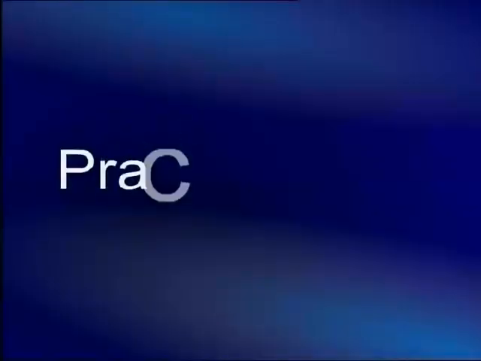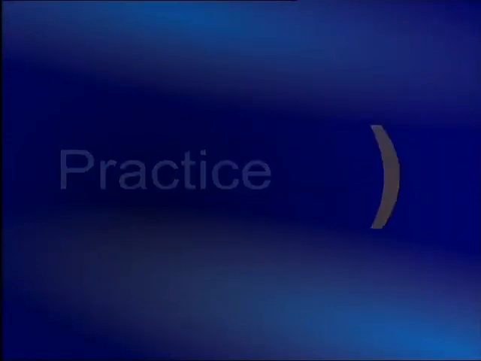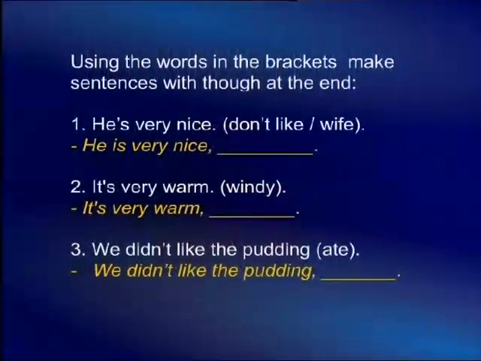Now, another practice session. Here you have to use the words that are given in brackets and make sentences with those words with though at the end. Take the first one. He is very nice. And in the bracket it says don't like wife. So you can rewrite that sentence using the words given in the brackets and use though at the end. He is very nice. I don't like his wife though.